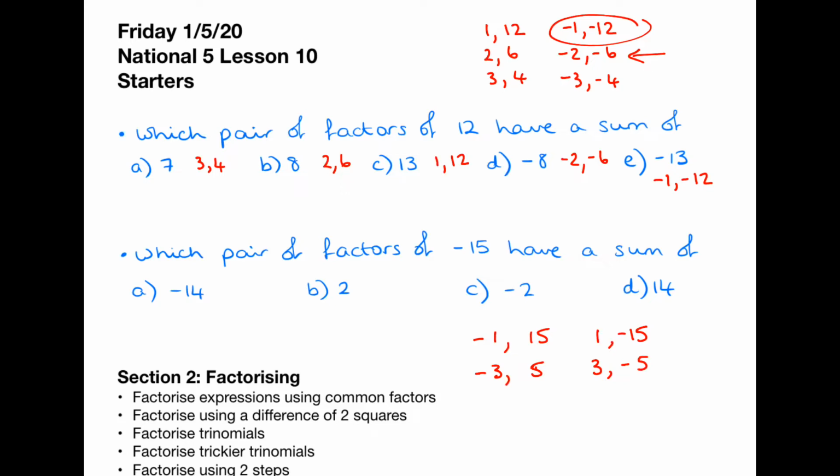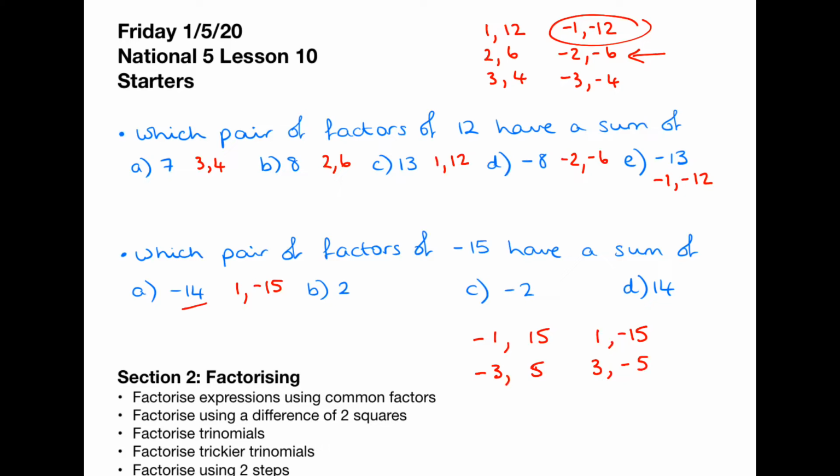And we want to work out, first of all, which pair has a sum of negative 14. So when you add them together, you get negative 14. So to get negative 14, we need the negative number to be bigger than the positive number. So when we look at our four options, it's this one, isn't it? 1 add negative 15 makes negative 14. So the pair is 1 and negative 15.